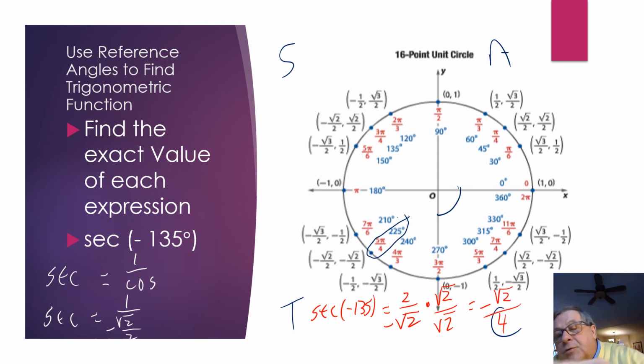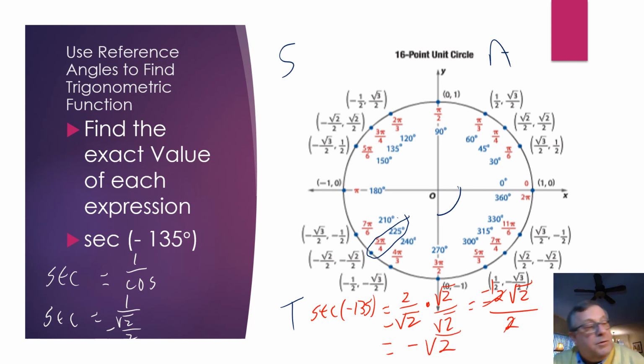I'm making a mistake here. This is equal to negative 2 square root of 2 over 2. Well, my 2's are going to cancel. That's going to become negative 1. And so the secant at negative 135, in the third quadrant with a reference angle of pi over 4, is going to be negative square root of 2.